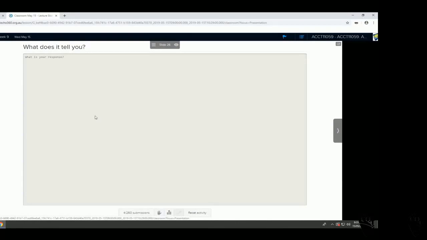Contribution margin, what does it tell you? I just said it's potentially the most important thing you could learn in this unit. What does it tell you? Why is it so useful?